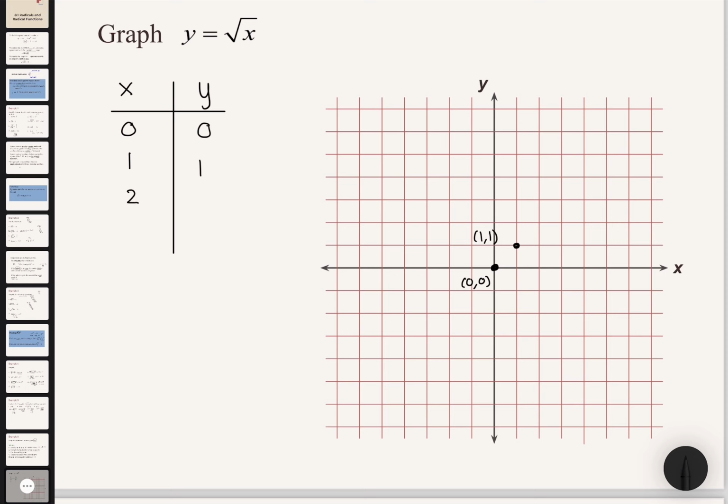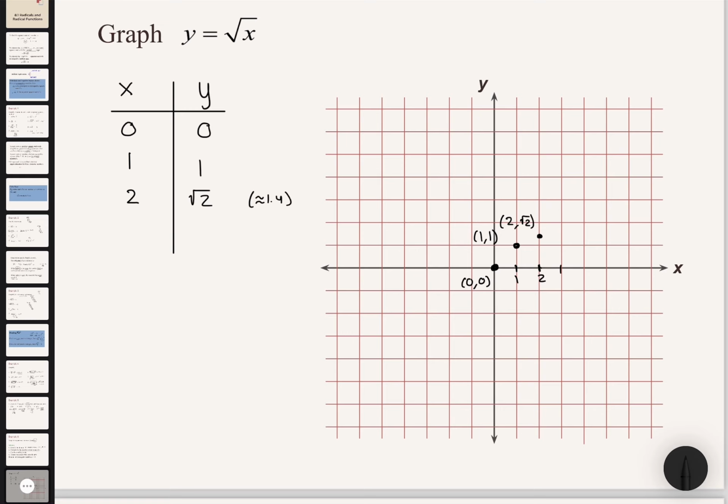What if I plugged in 2? I would just get the square root of 2. If you plug that into your calculators, that would give you roughly something around 1.4. So on our graph, I know that x equals 2 is over here, and then y equals a little more than 1. That's going to be somewhere around there, okay? But I do want to keep things exact, so I'm going to label my point as 2, radical 2.